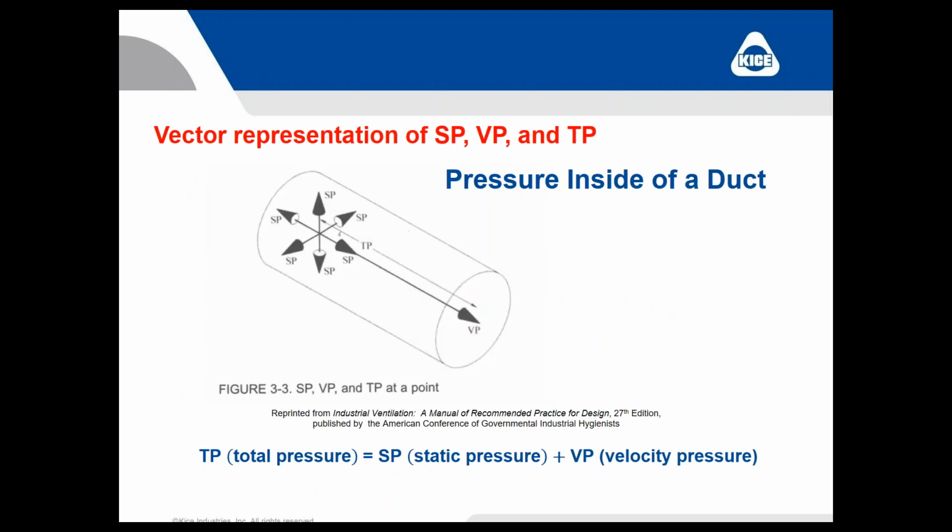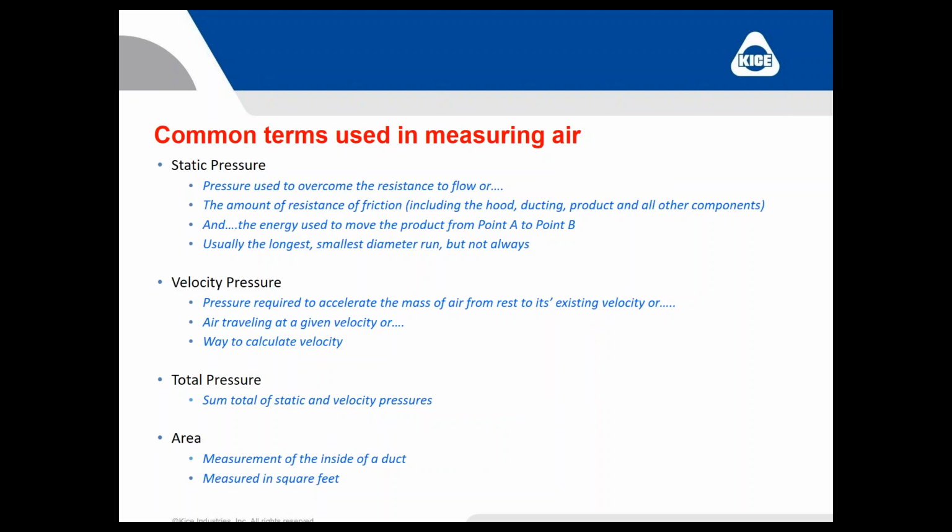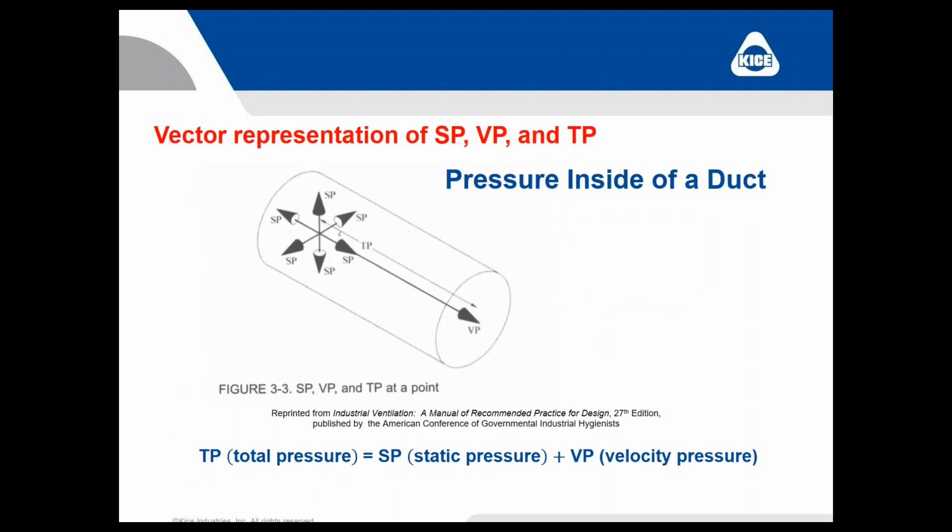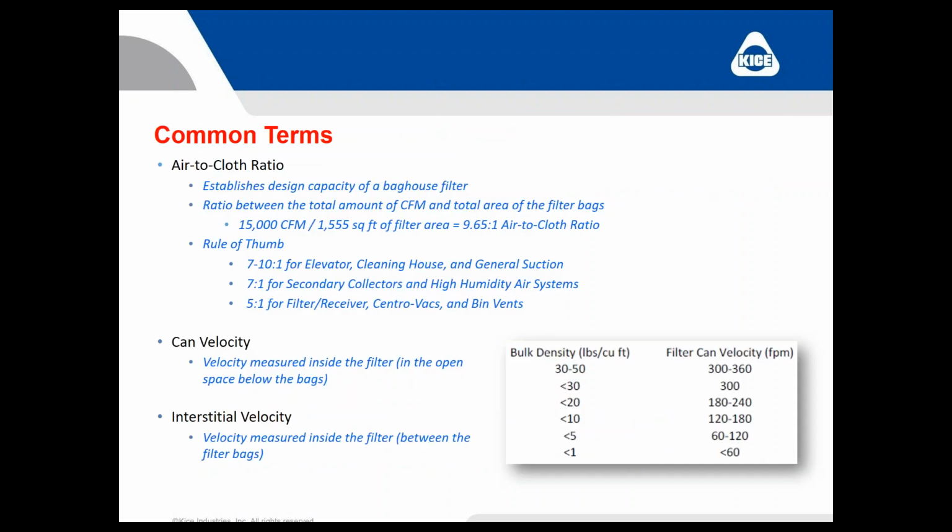Here's a vector representation of what we just talked about. I'm going back for a second. Static pressure, velocity pressure, and total pressure. Static pressure is the forces exerted on the inside of that tube, on the inside of the steel, the aluminum, the stainless, whatever your duct might be. The velocity pressure is how much energy it's taking to move that air through the tube. And then the total pressure is the sum total. Total pressure equals SP, static pressure, plus VP, velocity pressure.